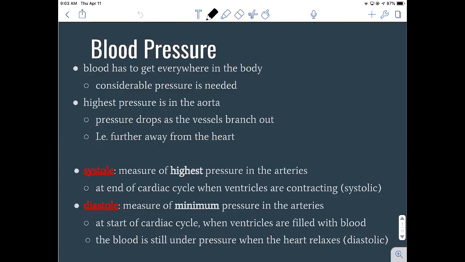Has anybody ever sat down at one of those blood pressure machines at Walmart or whatever? They have those little blood pressure sit-down machines, right? Or if you've gone to the doctor, you might have gotten your blood pressure taken. You'll always notice that the blood pressure is recorded as two separate numbers. The one number is this systole number. It is the higher pressure number. And then the other is the diastole number.